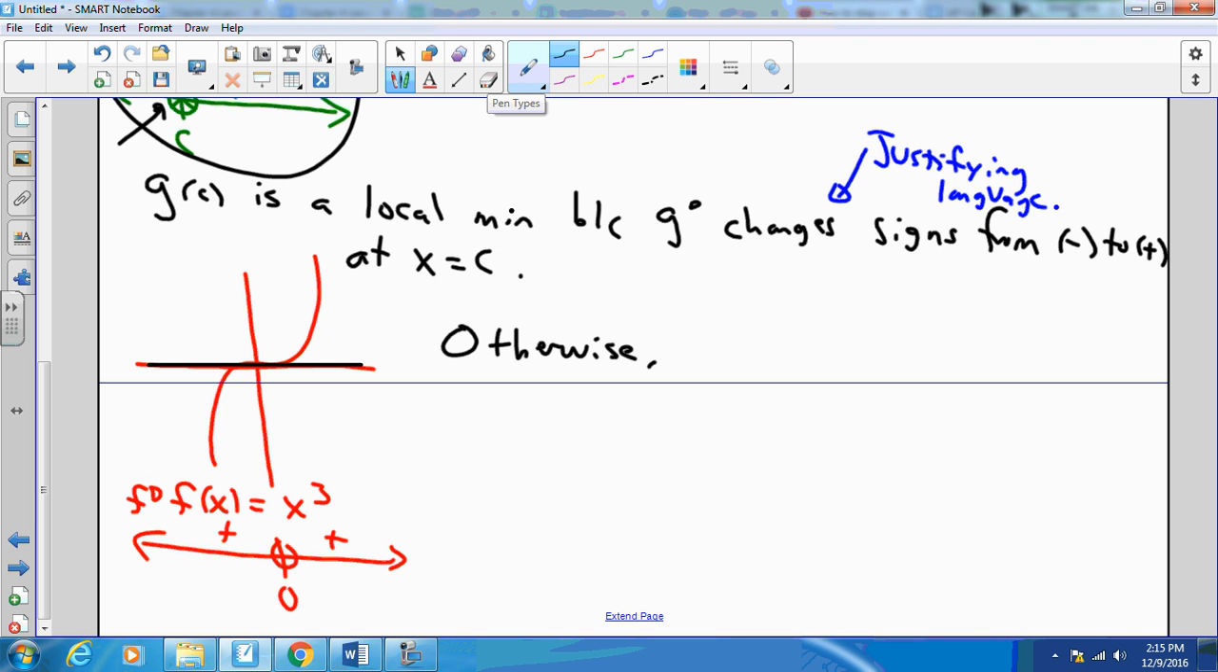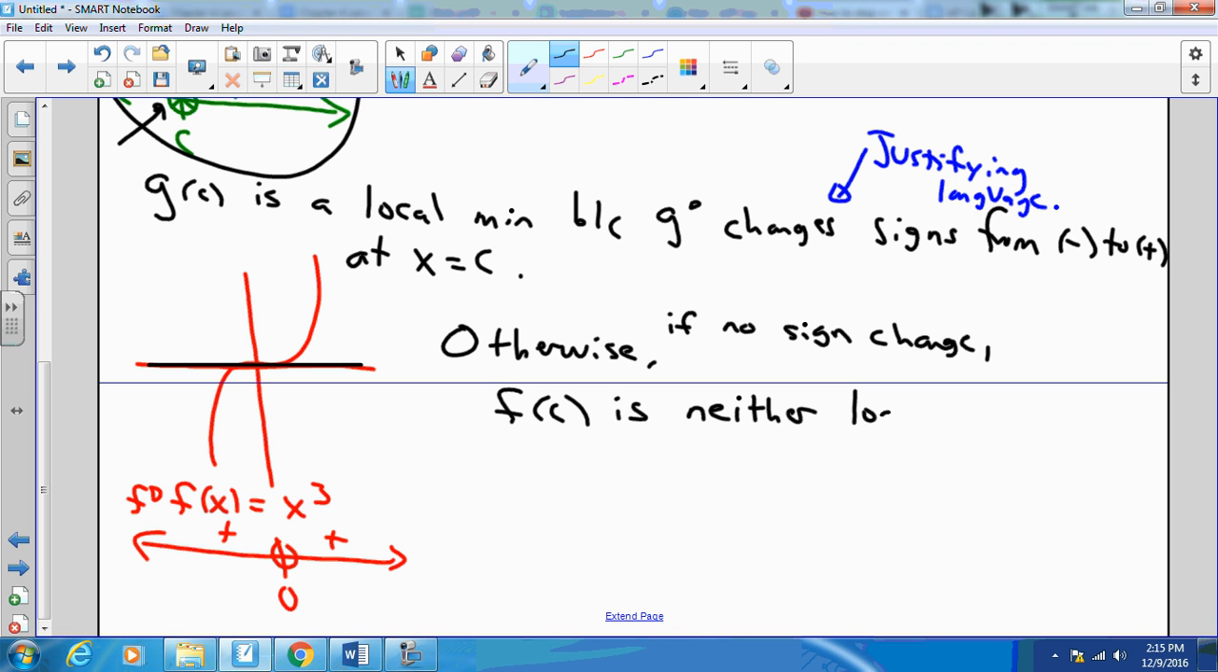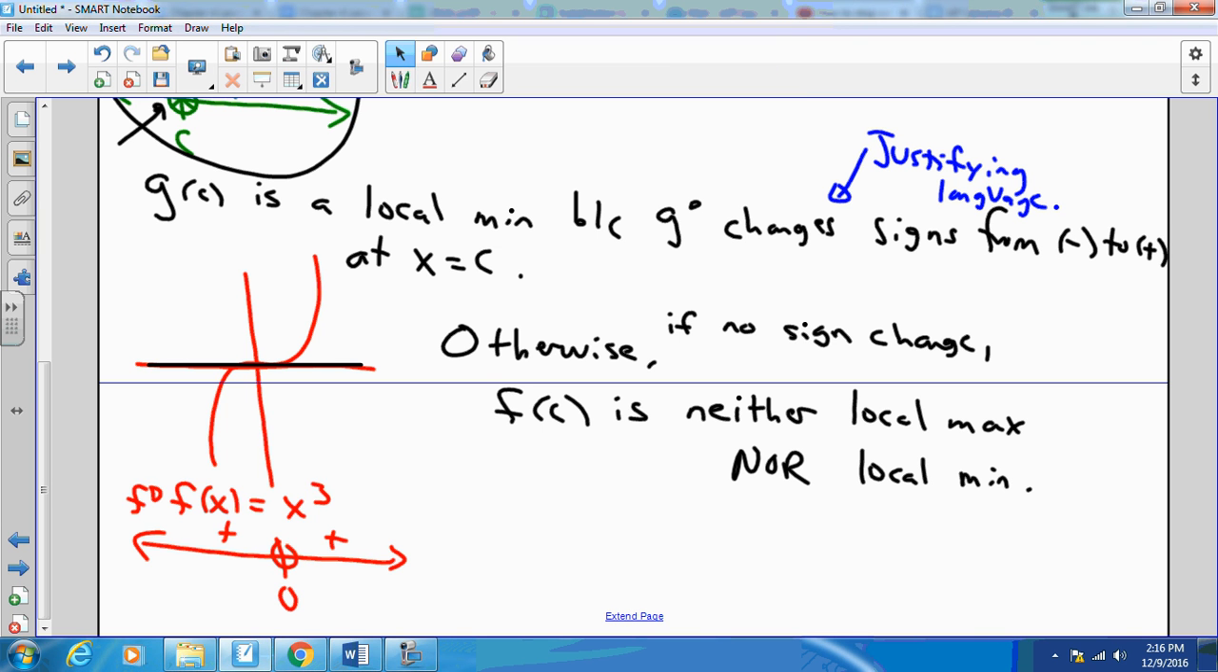For the purposes of our first derivative test, we're going to say otherwise, if no sign change, then f of c is neither local max nor local min. So we have three possible outcomes. Sign change from plus to minus, local max. Sign change from minus to plus, local min. Neither one, then neither one.